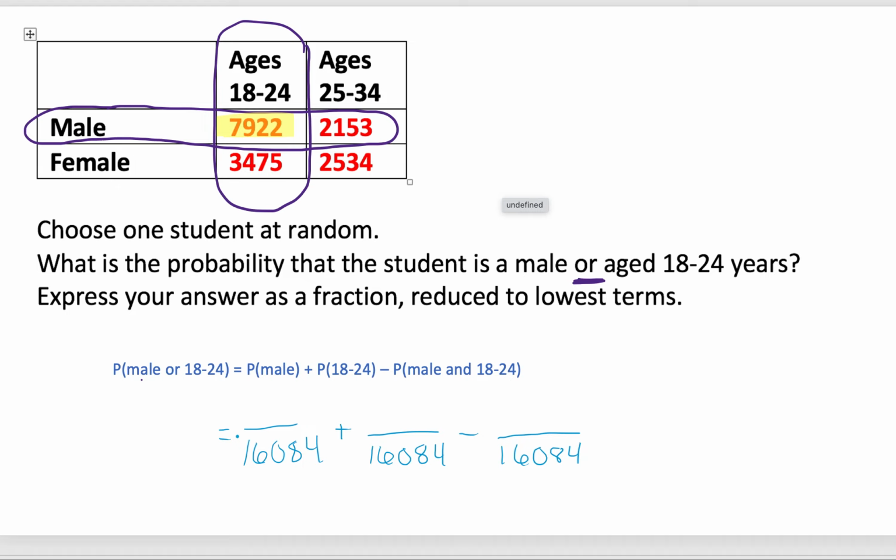Okay, so now all we have to do is calculate the top part. All right, so probability of male. So what I want to do again is go in and add up all the males. So 79.22 plus 21.53. That gives me 10,075.